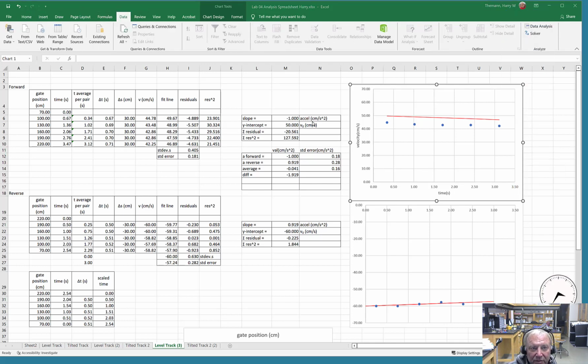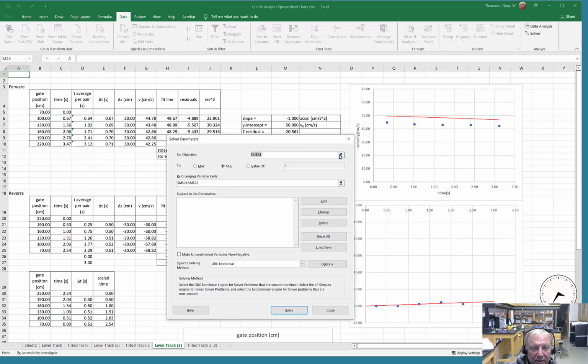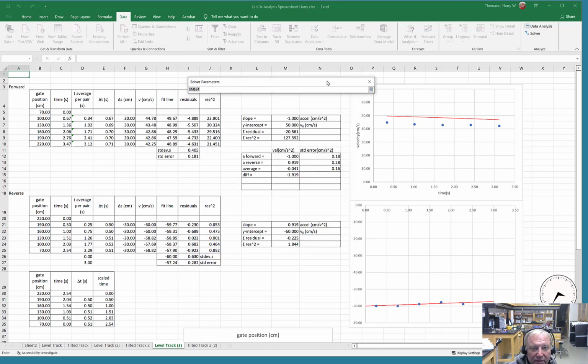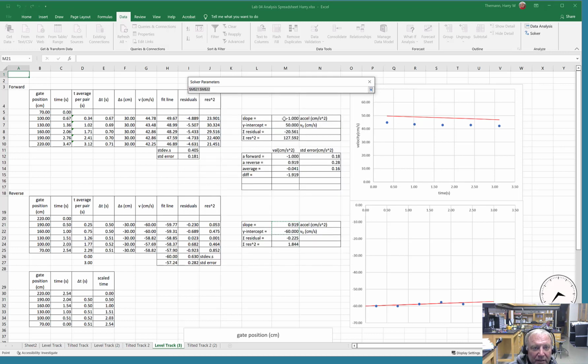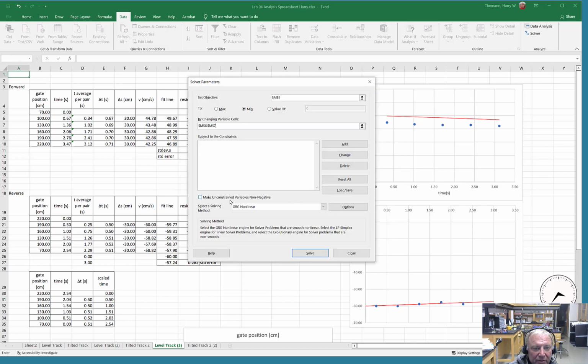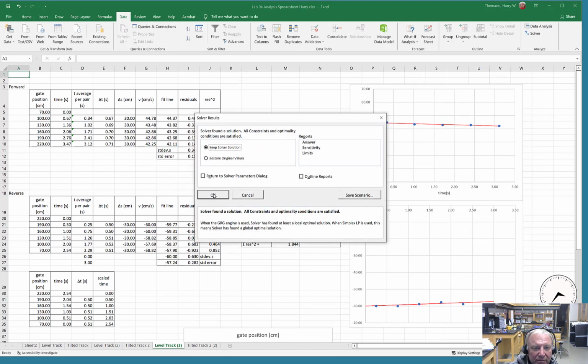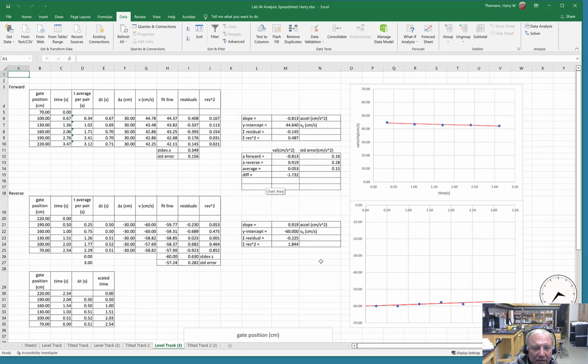I think we've looked at this before. You have to install this solver. So you click Data, Solver, and there is the sum of the residual squared right there. I want to minimize it, and I want to vary the slope and the y-intercept. Make sure this is unchecked because you want to allow things to go negative. We solve, and there it is, minus.